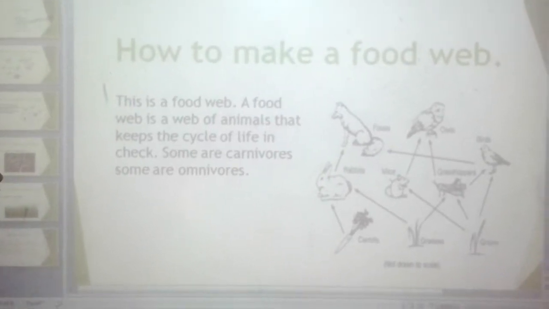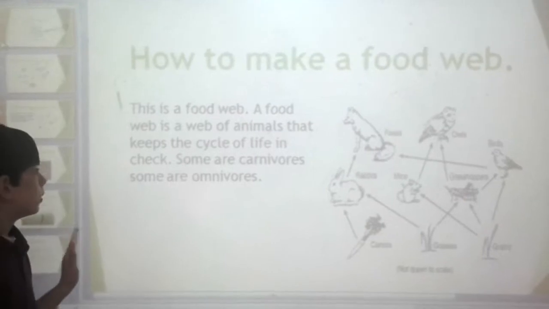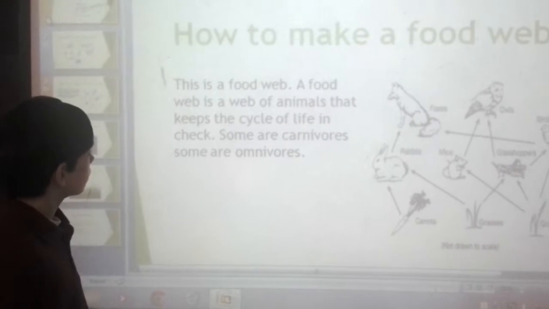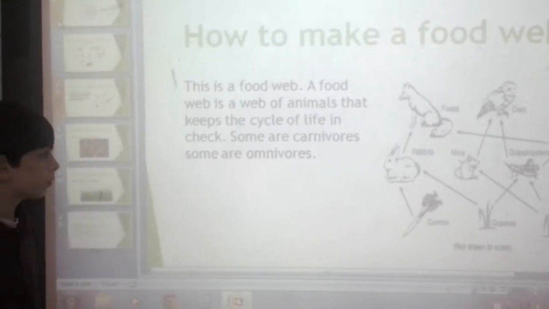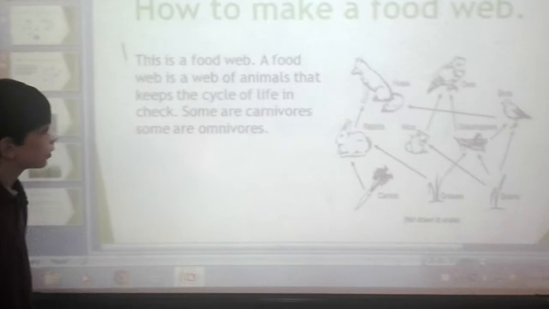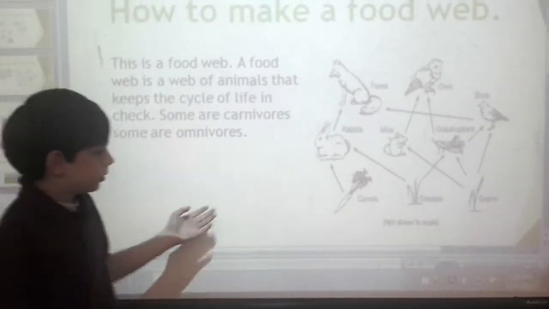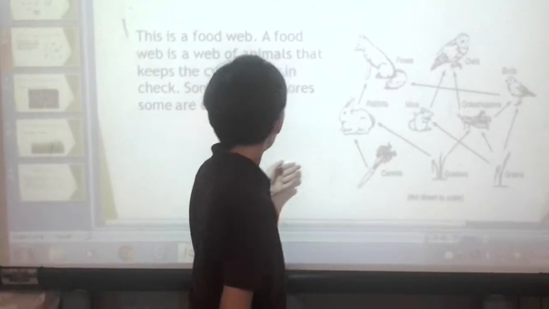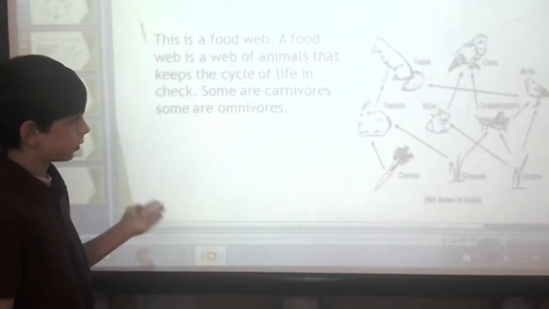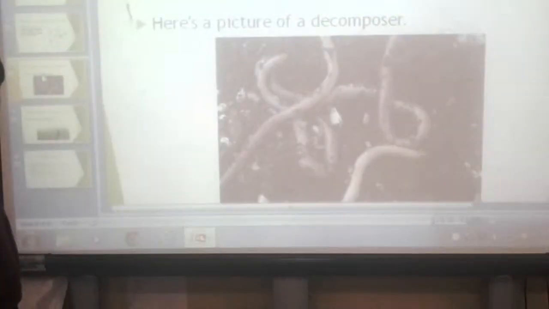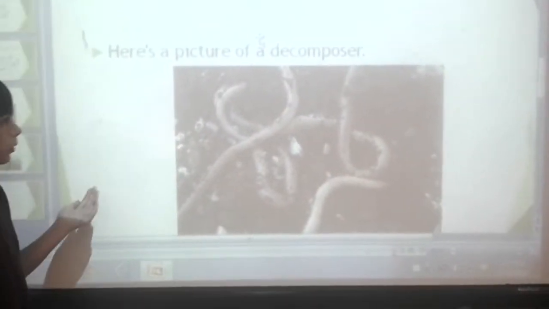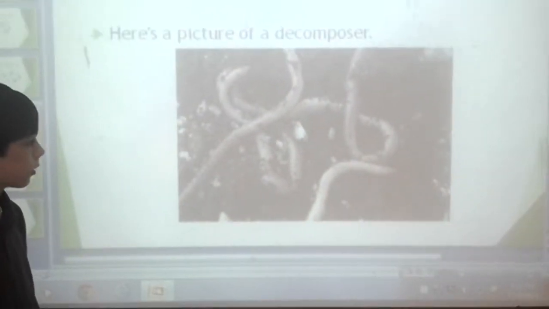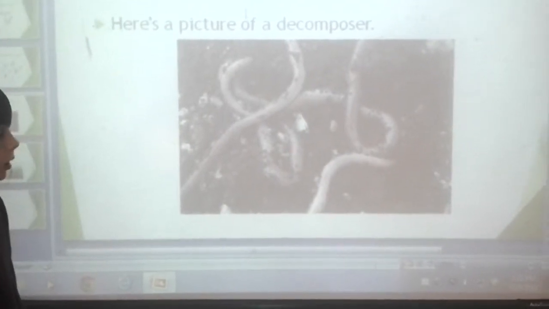This is a food web. A food web is a web of animals that keeps the cycle of life in check. Some are carnivores, some are omnivores. As you can see here, this is what I pulled off of some websites, which will be in the references, all the pictures I got. What is a decomposer? Here's a picture of a decomposer, which is earthworms, which are the main decomposers.